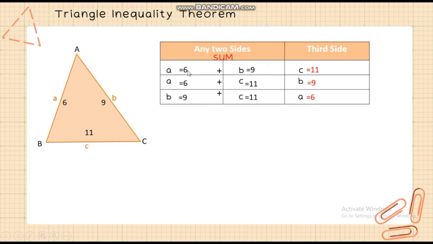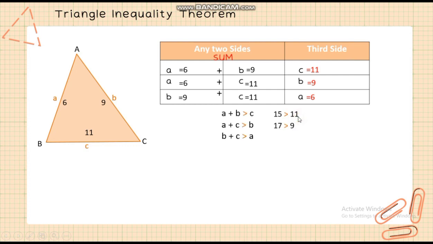Now 6 plus 9 is 15. The second pair, 6 plus 11 is 17. 9 plus 11 is 20. As you can observe, the sum of these pair sides is always greater than the third side.